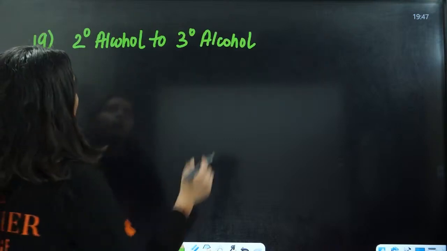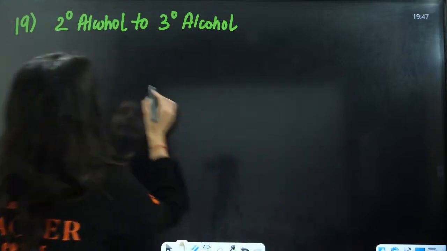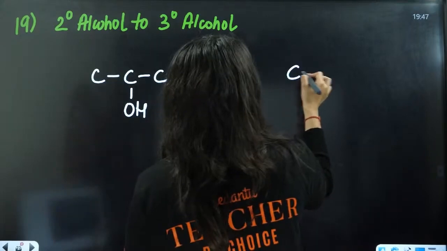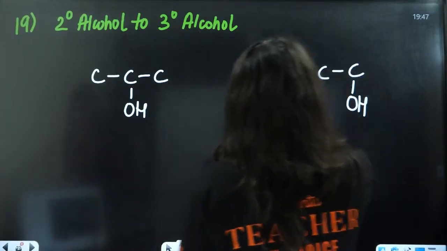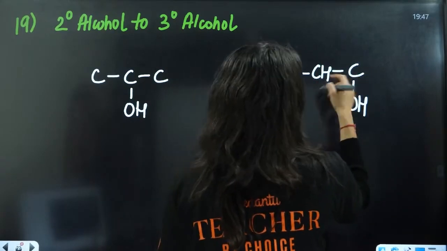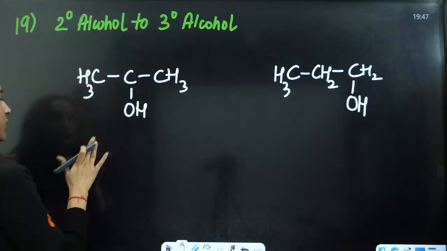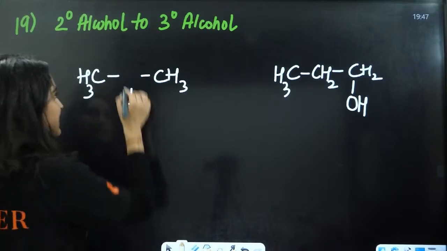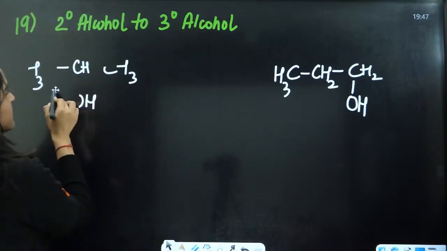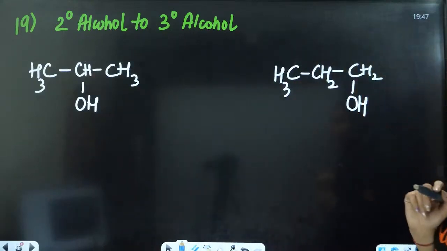Next we have 2 degree alcohol to 3 degree alcohol. Now you have 1, 2. This is the 2 degree alcohol. This is your 3 degree alcohol. Now this is CH2, this is CH3, this is CH. Let us convert this 2 degree alcohol into a 3 degree alcohol. What are we going to do, everyone?